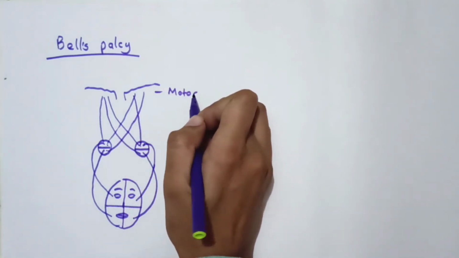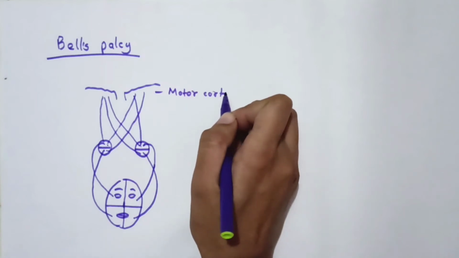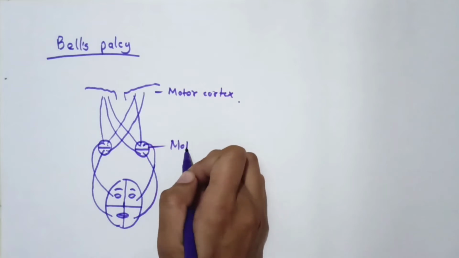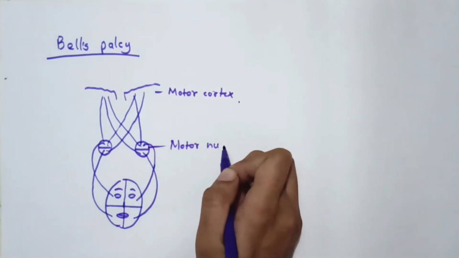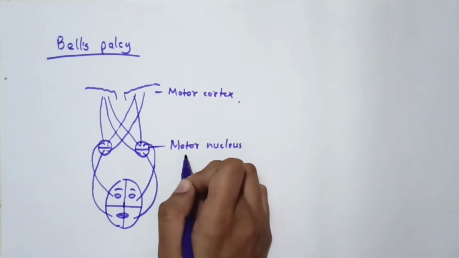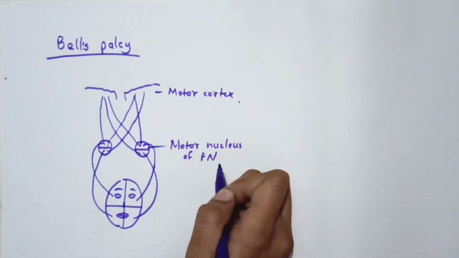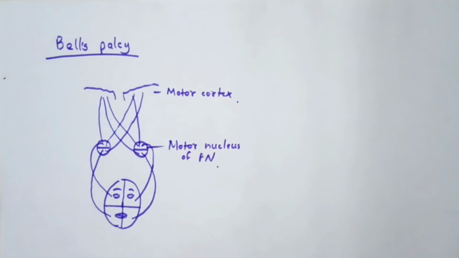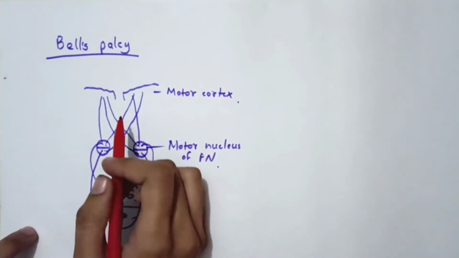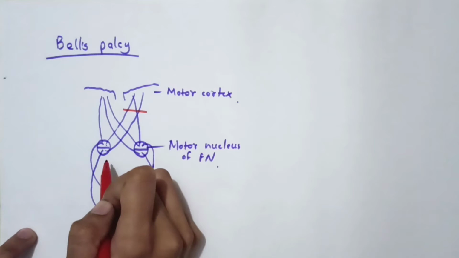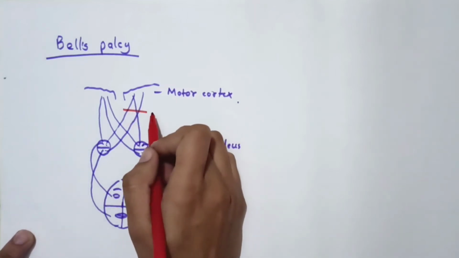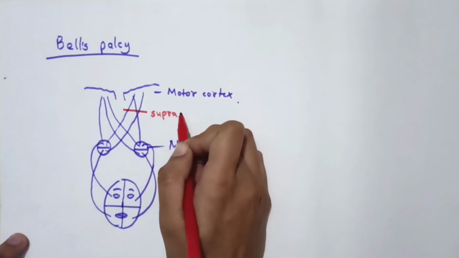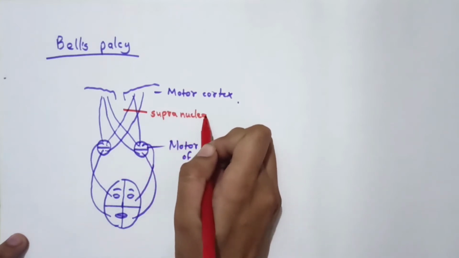Let's label. This is the motor cortex. This is the motor nucleus of the facial nerve, and this is the face. Now suppose there is an injury on this part. What is it called? Supranuclear lesion.